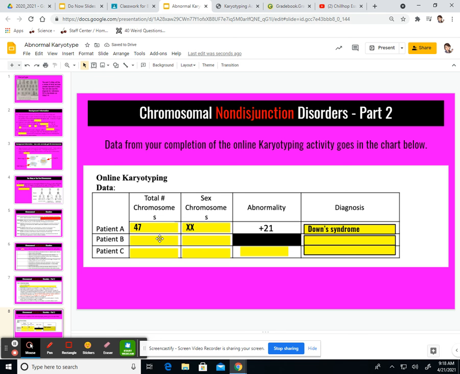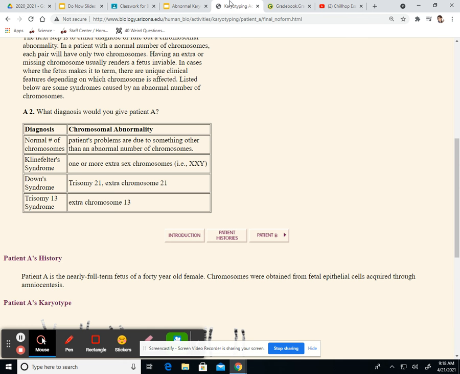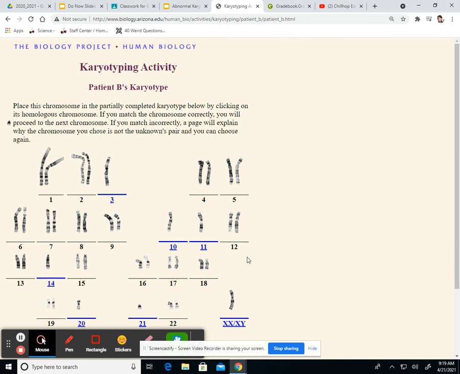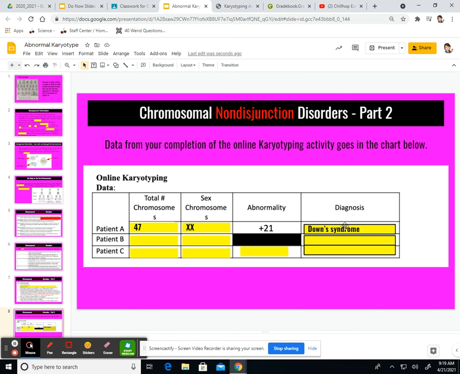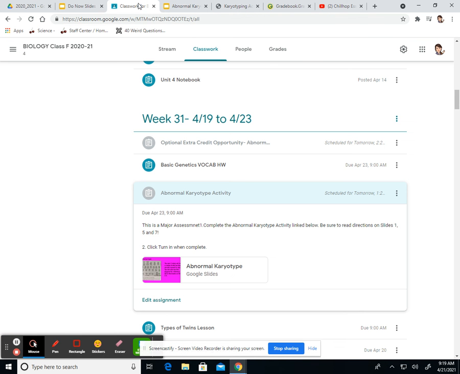So you're going to go ahead and work through the rest of the patients. Once you're done with patient A, you can move on to patient B, and you're going to do exactly the same thing. When you are all done with all the slides, you can click turn it in on that activity. That is what is due.